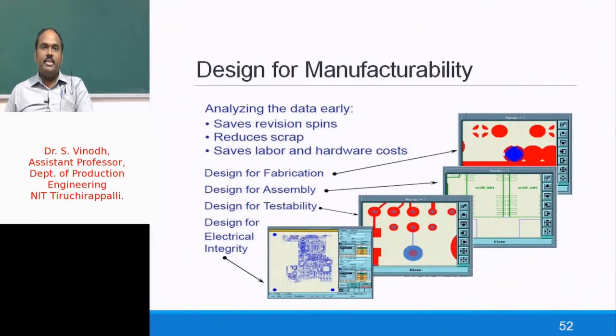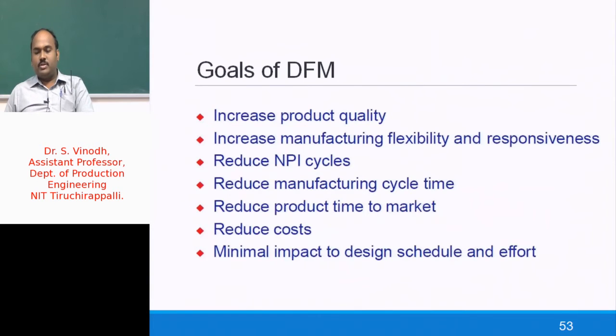So design for manufacturability includes certain other issues associated with designing for fabrication, designing for testability, and designing for electrical integrity of the parts, from the viewpoint of electronics and other electronics related manufacturing.